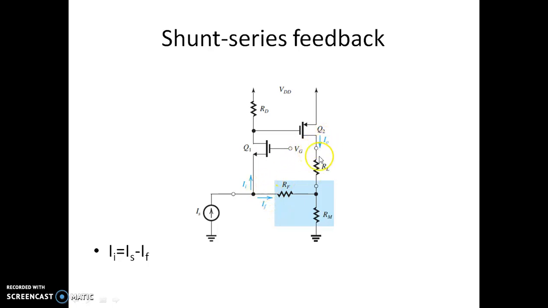Because you are sampling some output current and adding that current over here with negative polarity, that's why this is called shunt series feedback. The output current is sampled, and a portion of that is added to the input with the appropriate sign of minus. So here, if we find what is II, the current going into the amplifier, it is actually IS minus IF. Of course, we can find the magnitude of this current by looking at this I naught and these resistors.